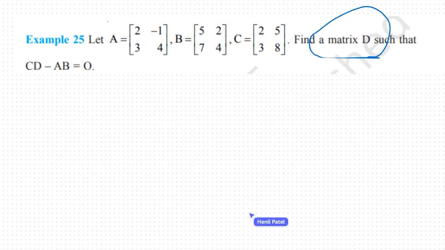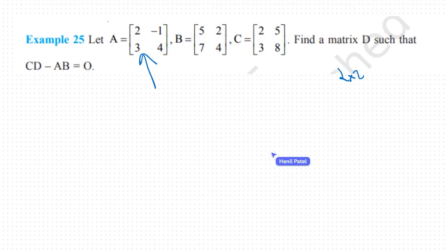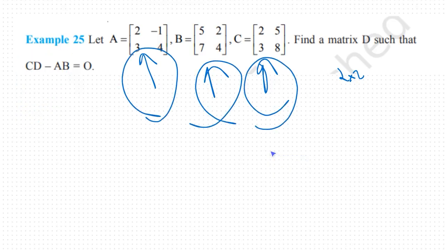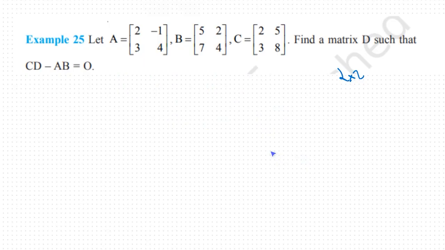What will be the order of D? Order in the sense of size? Size, same thing. Yes, order. This one, 2 into 2. Everything else is 2, 2, 2, 2. So you are doing subtraction. That means subtraction is possible when orders are the same. Addition, subtraction.